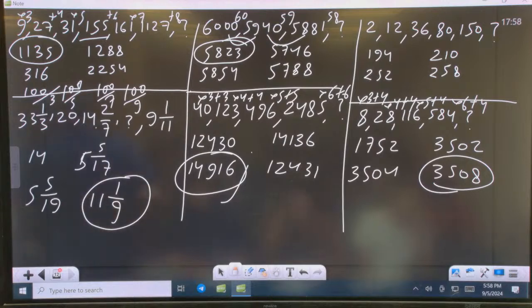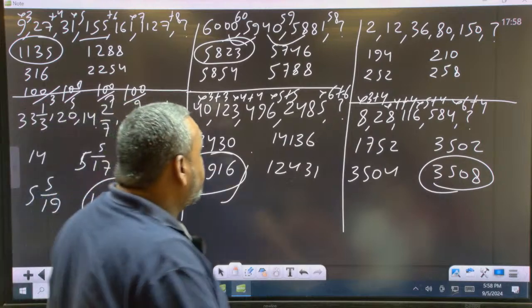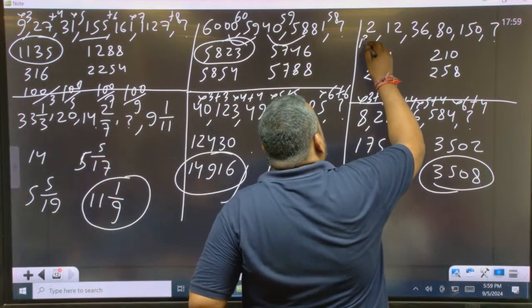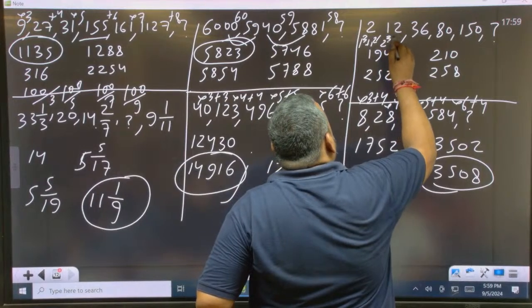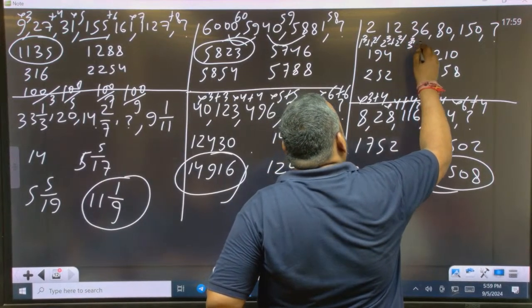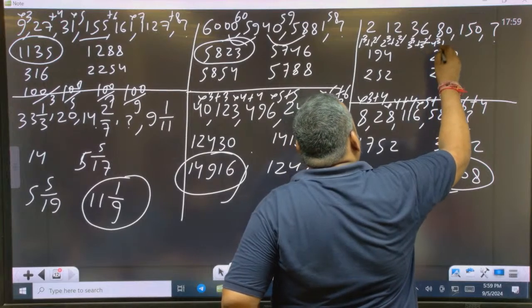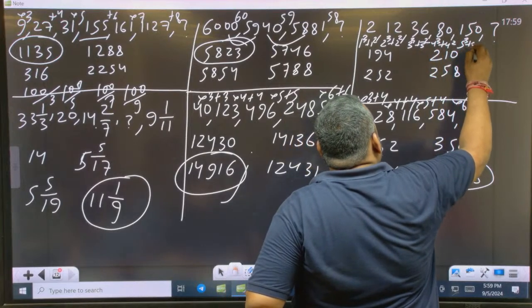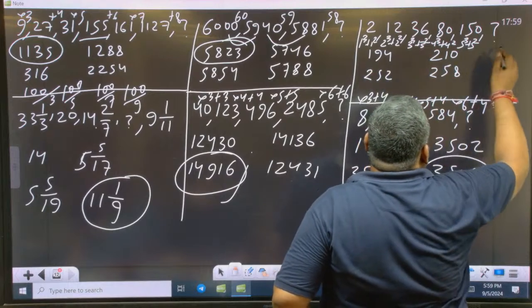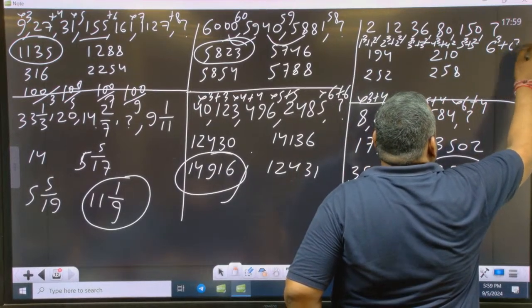1 cube, 1. 1 square, 1. Add both, 2. 2 cube, 8. 2 square, 4. 8 plus 4, 12. So 1 cube plus 1 square, 2 cube plus 2 square, 3 cube plus 3 square, 4 cube plus 4 square, 5 cube plus 5 square, 6 cube plus 6 square.